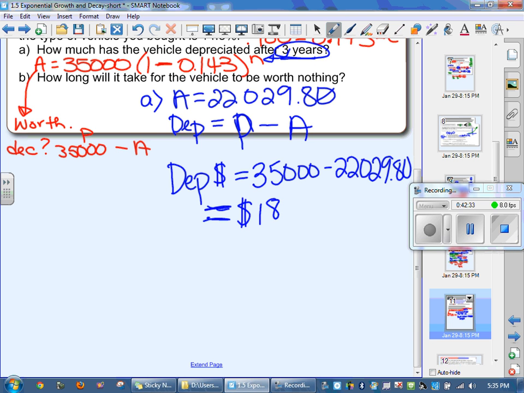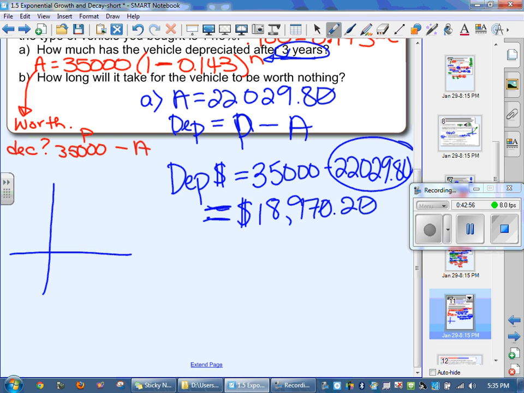All right, letter B is saying, how long is it going to take the vehicle to be worth nothing? Now remember, we're dealing with an exponential equation. One of the properties of an exponential equation, will my graph ever touch my x-axis? Will it ever touch? No. It's going to come very, very close. But remember, with exponential equations, we do not have an x-intercept. So really, we're not going to be able to find when it hits 0. We're going to be able to find when it hits very close to 0.